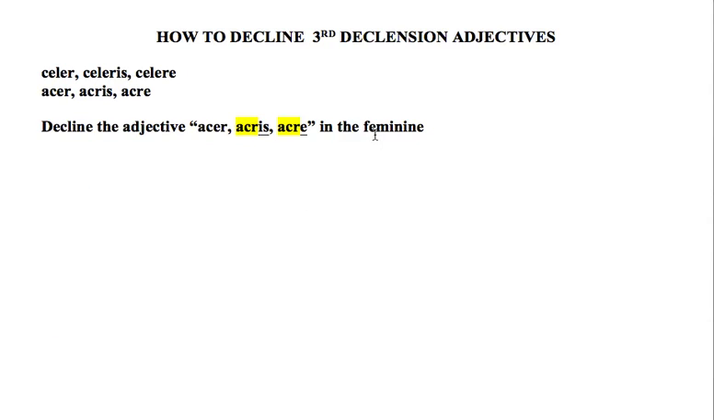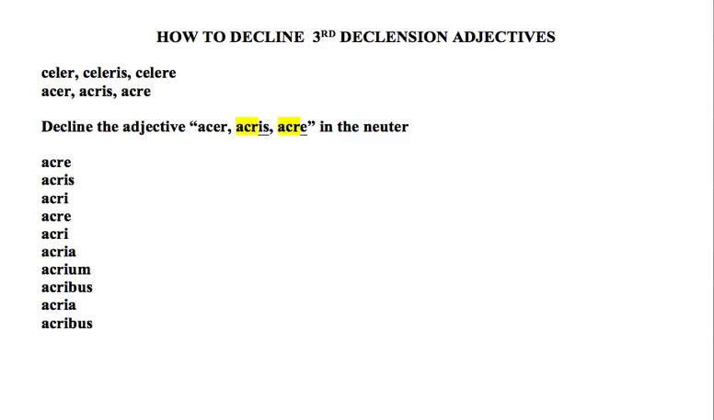Finally, let's change the prompt to say that we are going to decline it in the neuter. And we have to start with the neuter nominative singular, and then we write the base and attach the appropriate endings. Remembering that when we get to the accusative singular, the neuter law states that the accusative singular must look exactly the same as the nominative singular. And there we have it in the neuter plural.